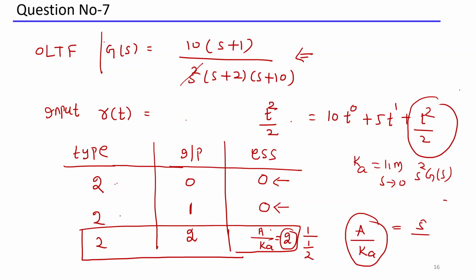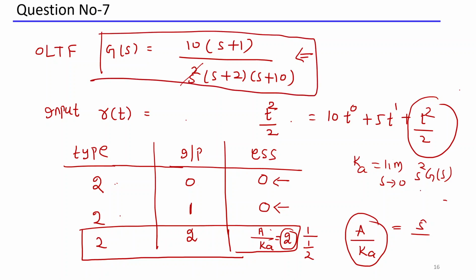And K is the limit as s tends to 0 of s square times the open loop transfer function. You multiply by s square, the s square cancels, put s equal to 0, and I get 1 by 2. So 1 divided by 1 by 2 is 2. Now you add all these: this is 0, this is 0, this is 2. Got my point?